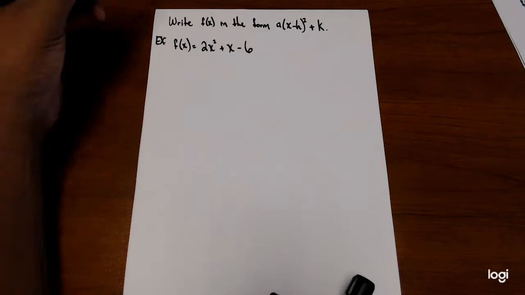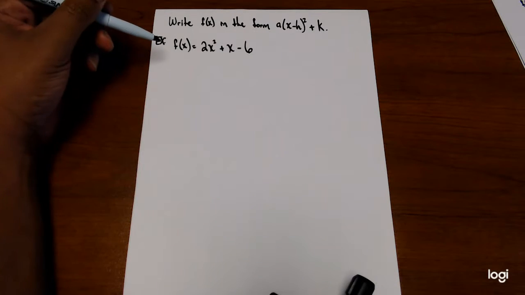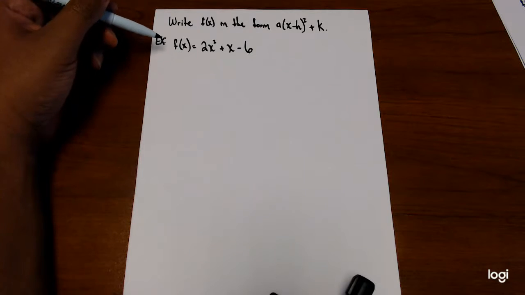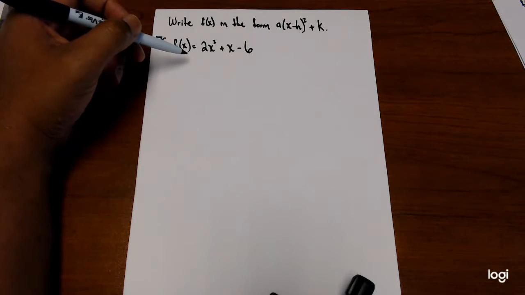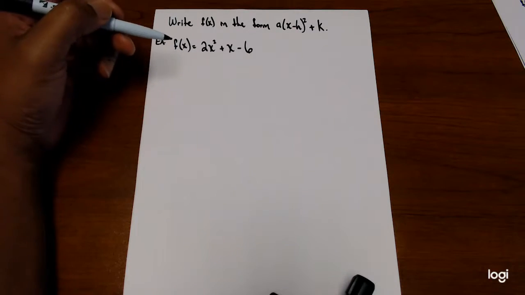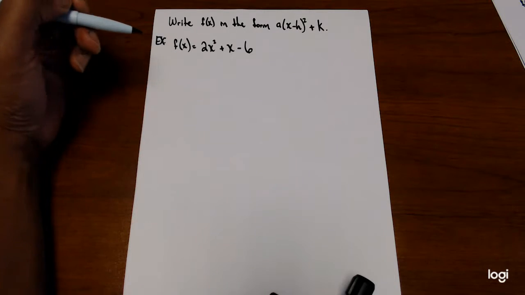Okay, we're back again with the same example. This time we're going to use method 2. So completing the square with this example turned out to be just a little bit tedious, or at least I know some of us might see it that way.